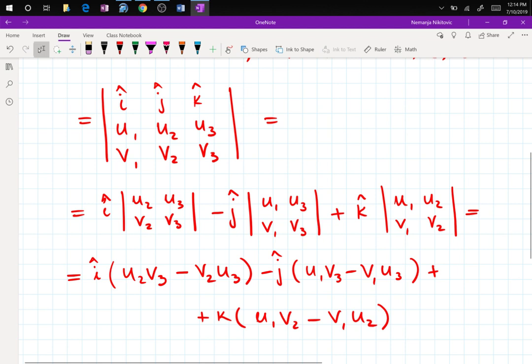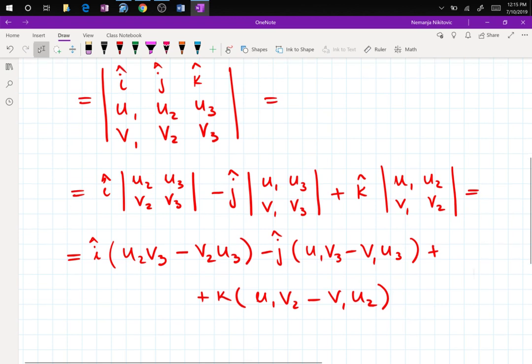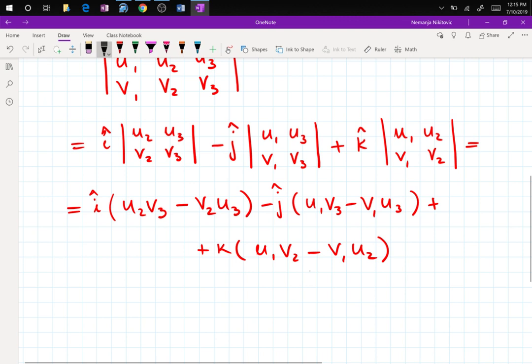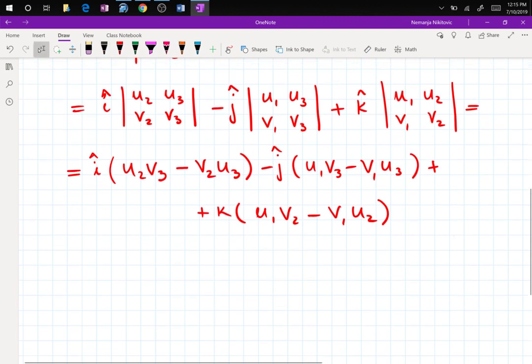So please, do your practice. So, let's take a look at the problem. Let's say you want to cross 1, negative 3, 6 with 4, 2, and negative 5, whatever.